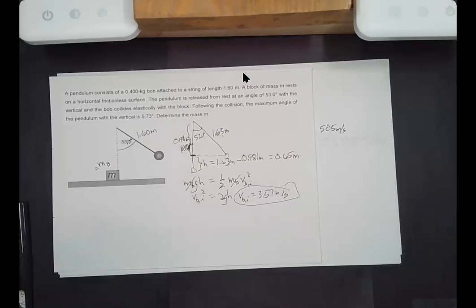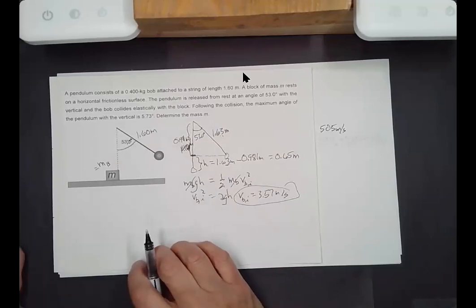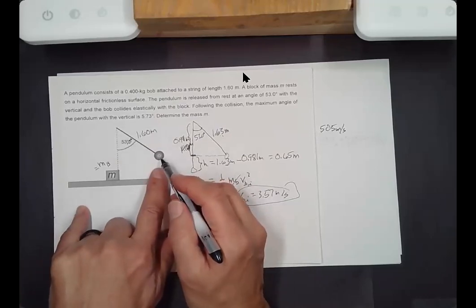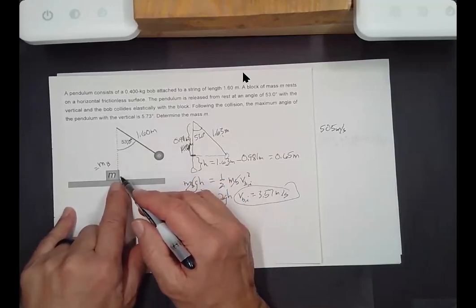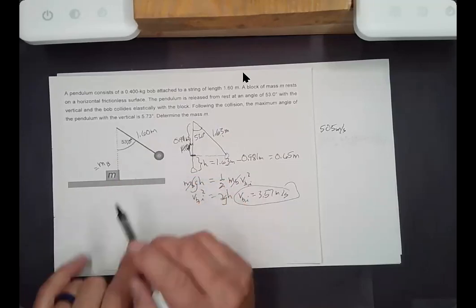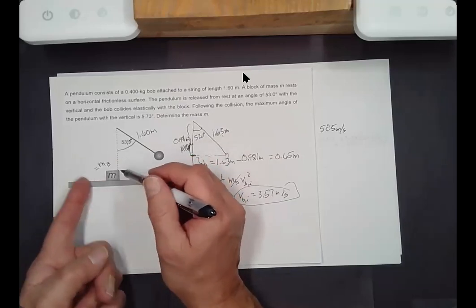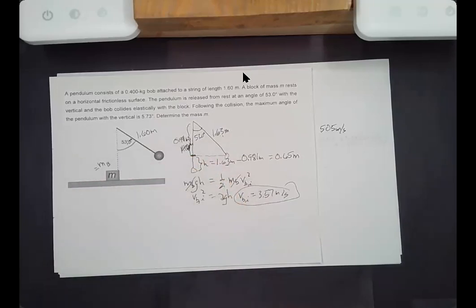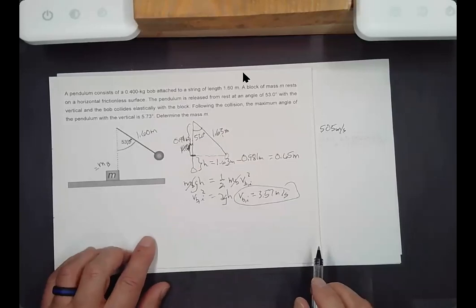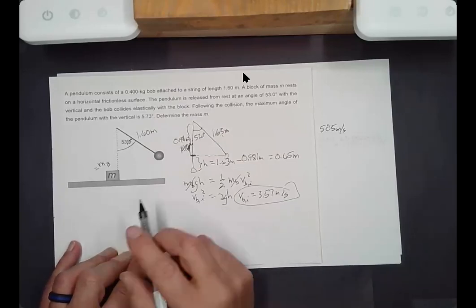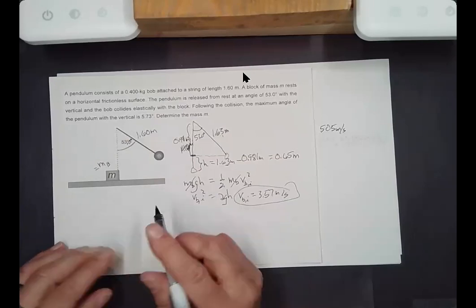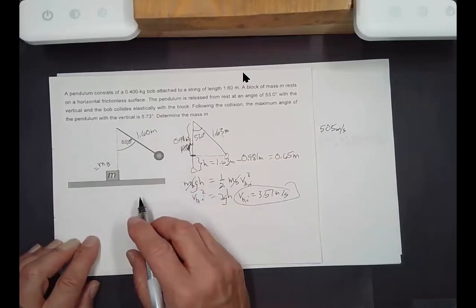Now, we have a collision in which momentum is going to be conserved. And I suspect that the bob is going to bounce off of this thing and come back up like that. Otherwise, it'll continue through in that direction. We don't have a way of knowing that just yet. But we will have kinetic energy conserved in this thing, because it says elastically. But let's just write down a conservation of momentum thing.